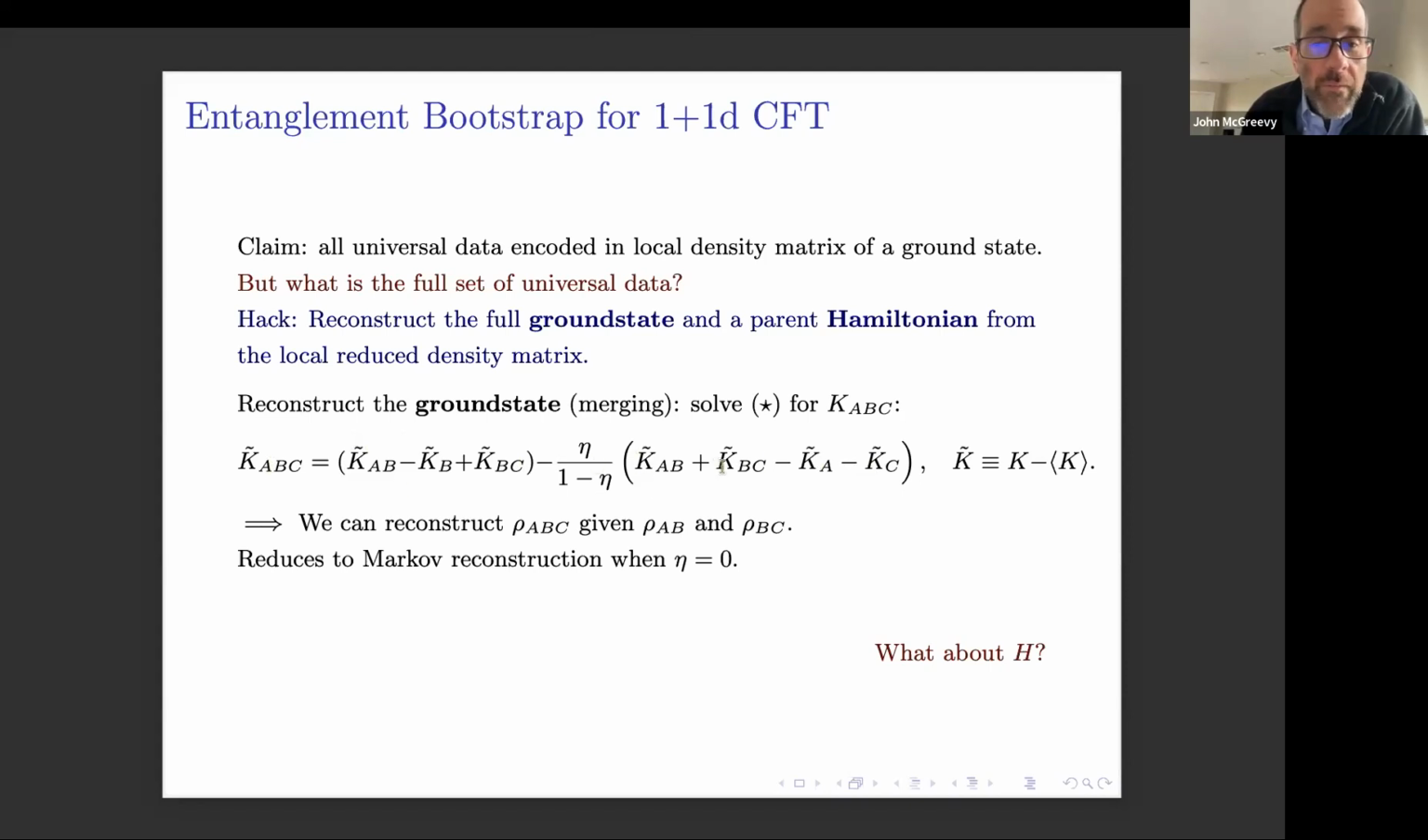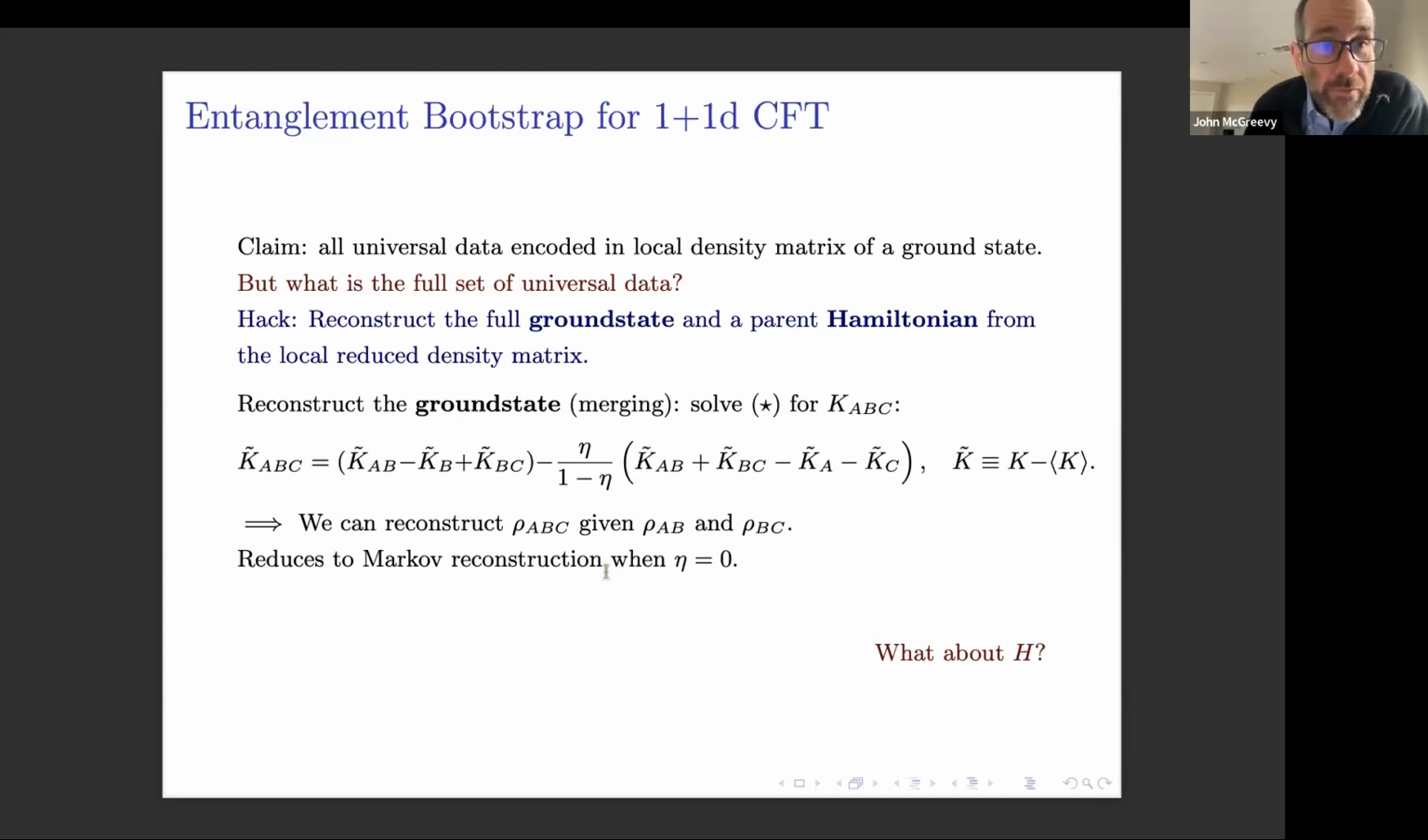So if our fixed point equation is true for every 3 intervals, it means that every 3 interval density matrix is determined by the 2 interval density matrices. It means that I can reconstruct rho_ABC given rho_AB and rho_BC. This generalizes the Petz reconstruction map, which holds in the Markov case, to which it reduces when eta equals 0. So if eta equals 0, this term goes away, and this is just the usual Petz formula.